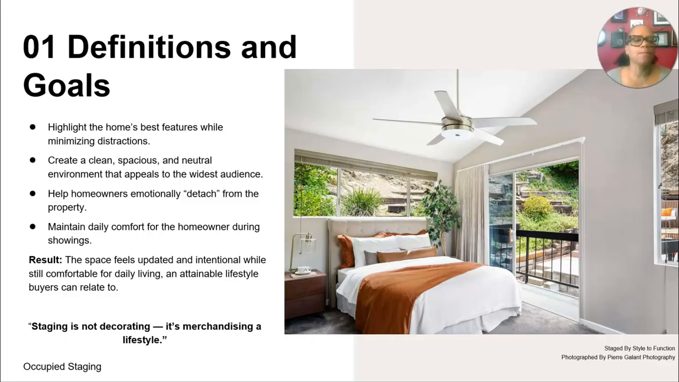So, what are the goals of an occupied stage? So you're going to highlight the home's best features while minimizing distractions. So that still sounds familiar, right? Same thing we do with the vacant stage. You're going to create a clean, spacious, and neutral environment that appeals to the widest audience. Again, sounds familiar. You're going to help the homeowner emotionally detach from the property.